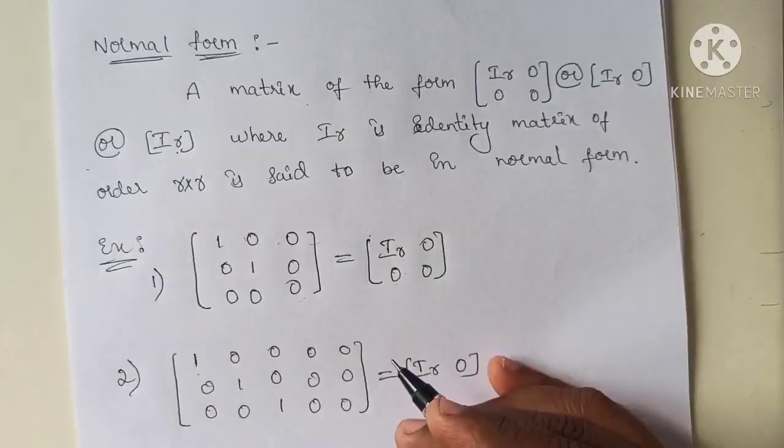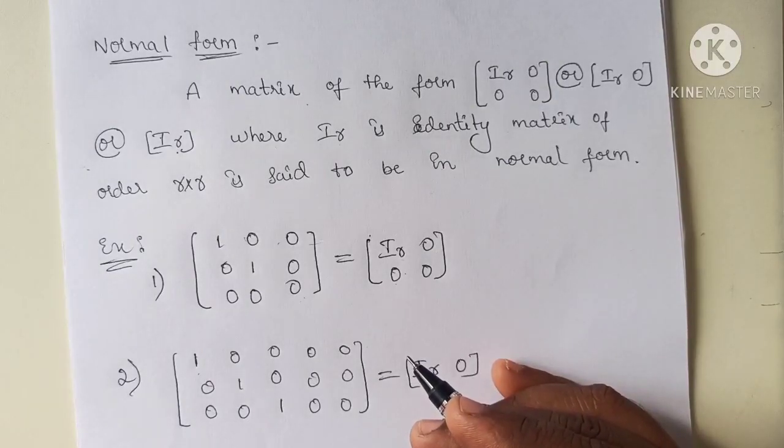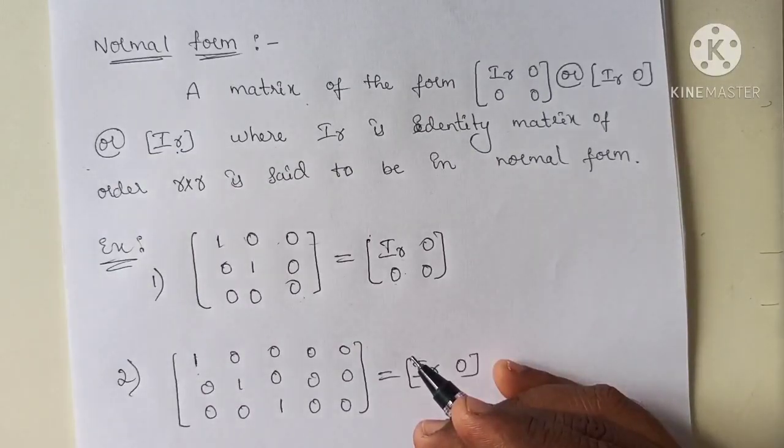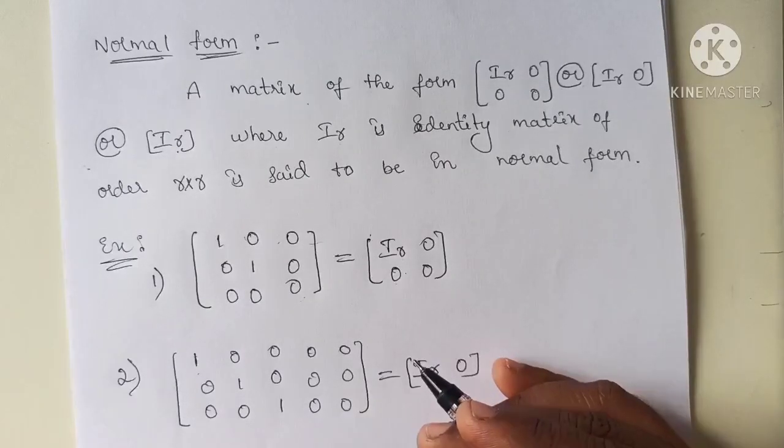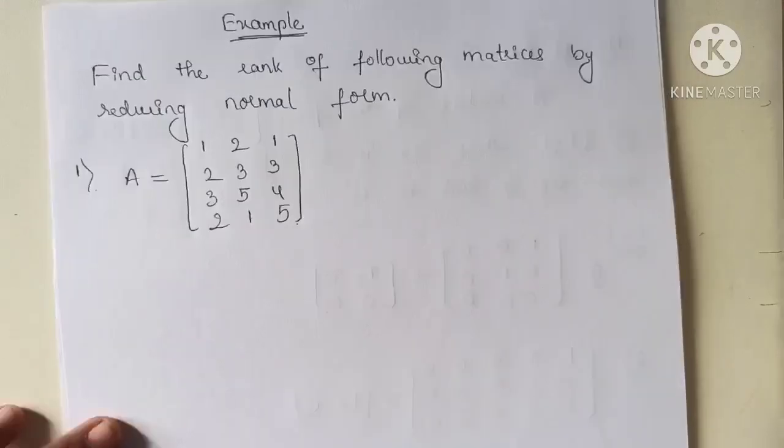So in order to reduce the given matrix into normal form, we use both elementary row operations and column operations. As in the echelon form we use only row operations, here we use both row and column operations, okay. Let's see the first example.